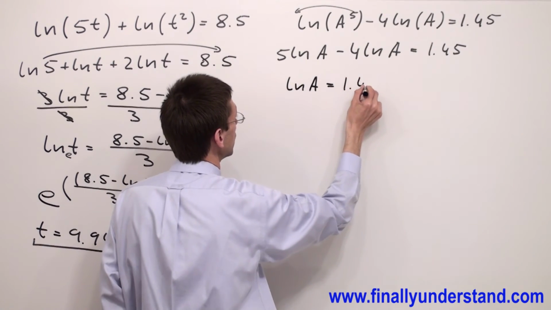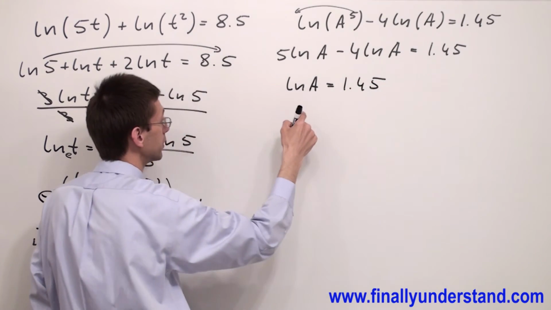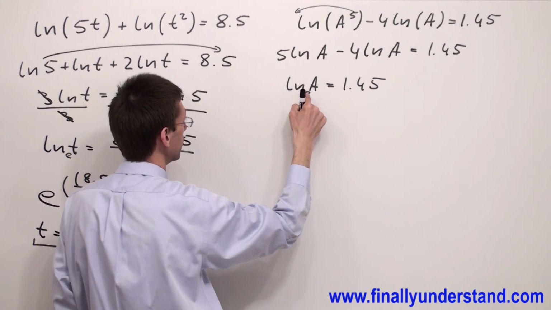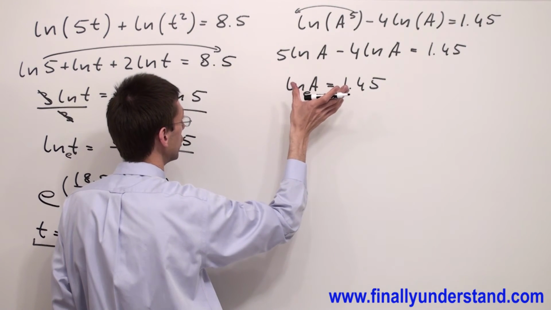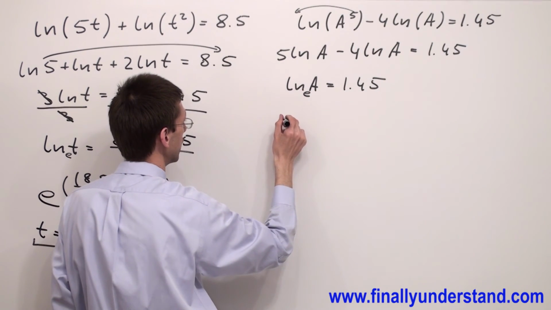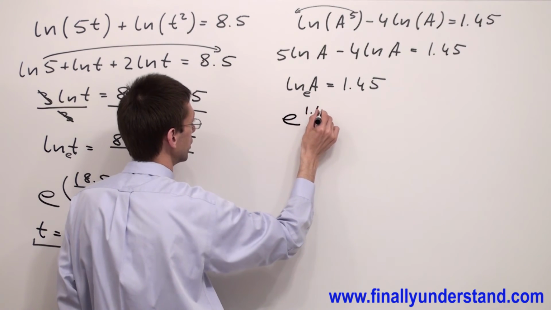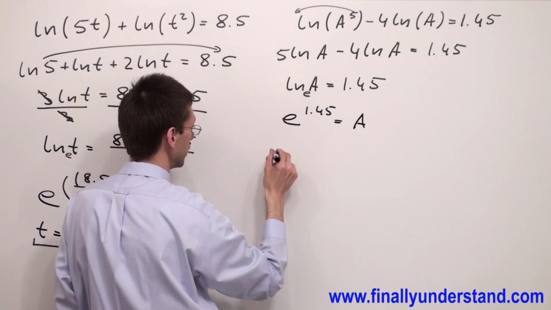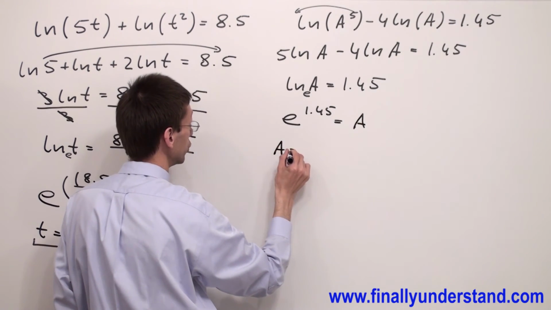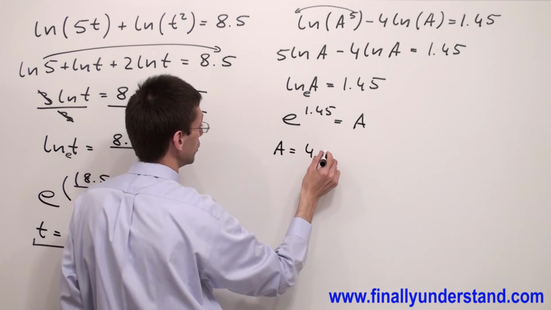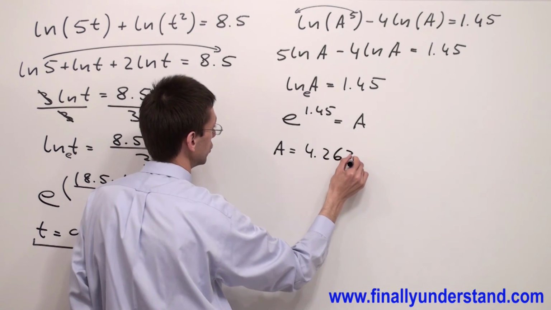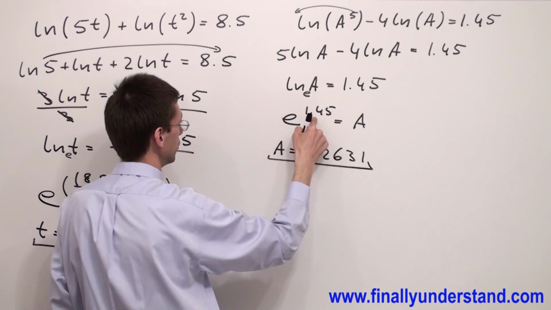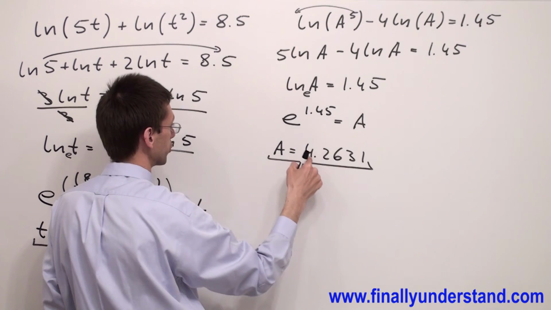equals 1.45. In order to find the value of a, keep in mind that we have an invisible base e and convert the logarithmic form to the exponential. I have e to the power 1.45 equals a. So a is going to be equal to 4.2631. Of course, you have to plug these values into the calculator, right? And you're supposed to get this answer.